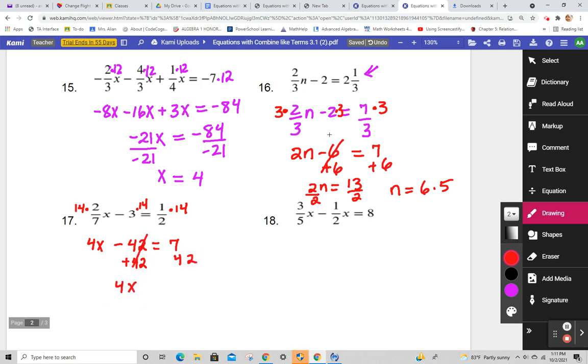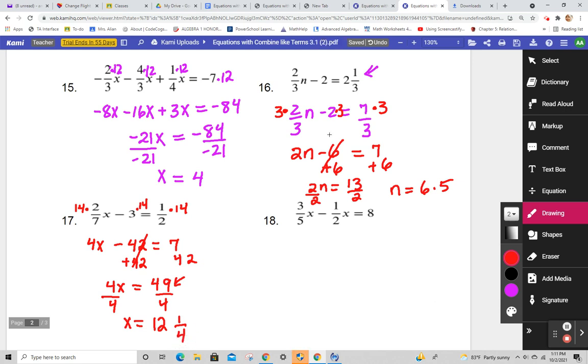We'll have 4x equals, so this will give us 4x equals 49. Divide both sides by 4. 4 goes into 49 12 times because 12 times 4 is 48. When you take 48 from the top, you're left with 1/4.